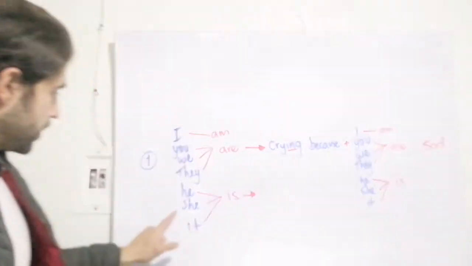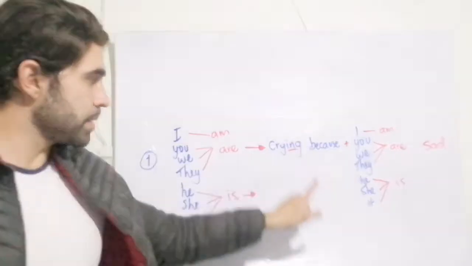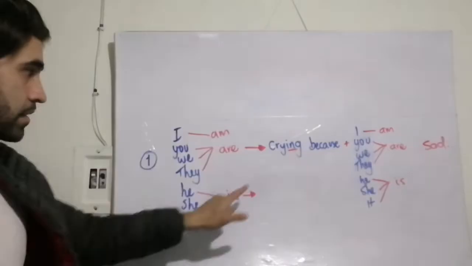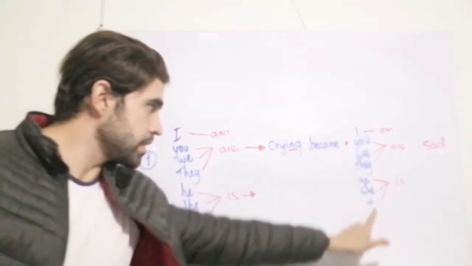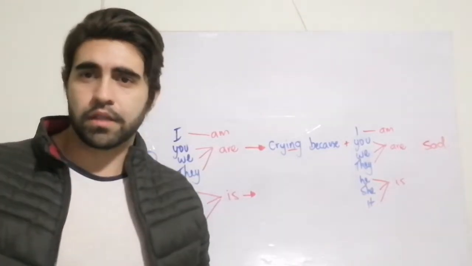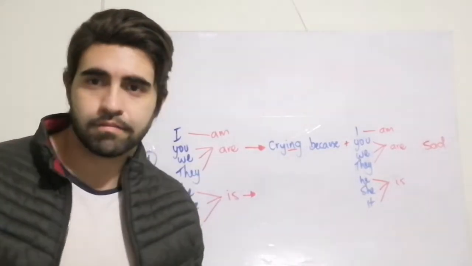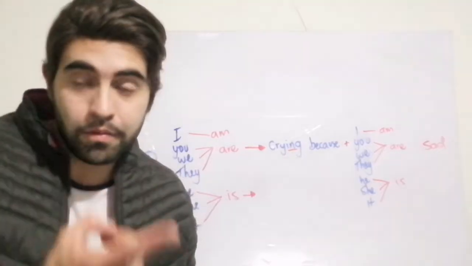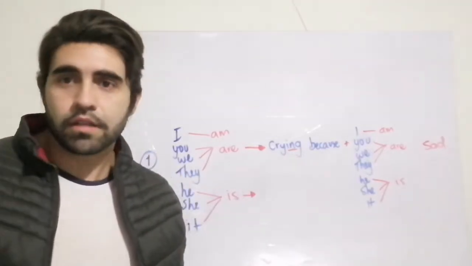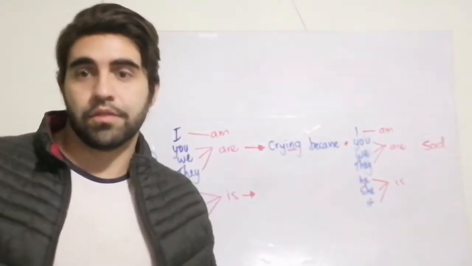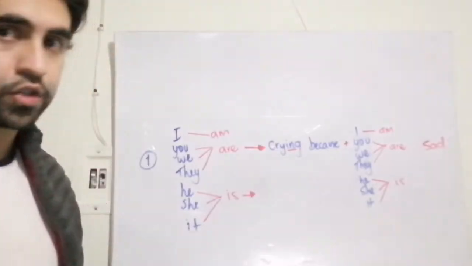She is crying because she is sad. Very easy. It is crying because it is sad. Now, when you say it, we refer probably to a dog. But I don't know, dogs don't cry, or probably we don't see when they cry. But you can say the dog is crying because the dog is sad, or because he is sad, or she.